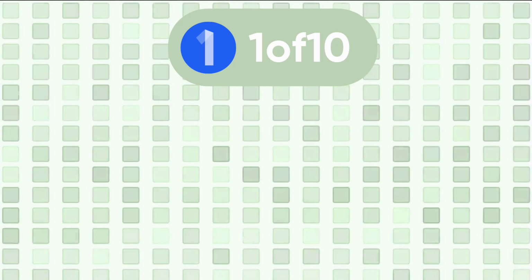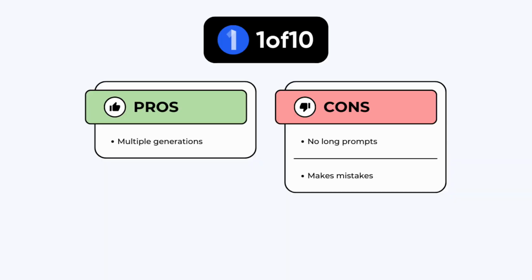Next is 1 of 10, which actually gets a 3 out of 10. So with 1 of 10, you get multiple generations at once, which is nice for options, but the prompt limits keep cutting off everything I want to say. And it still makes mistakes, even with a short and simple prompt. More options doesn't mean much if none of the options are right.